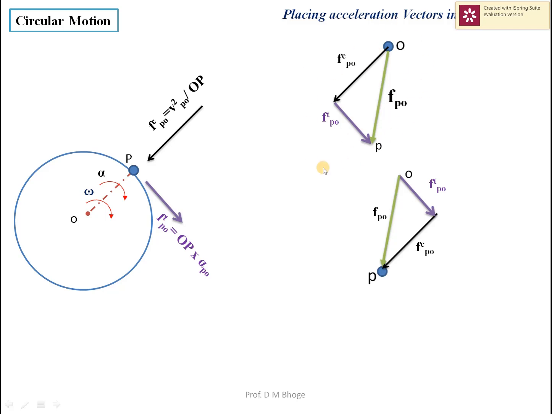So depending on the point which you have in the vector polygon, tail or head, first of all you have to identify whether the available point with you in the vector polygon is the tail of the vector or the head of the vector. Accordingly you will place the vectors.